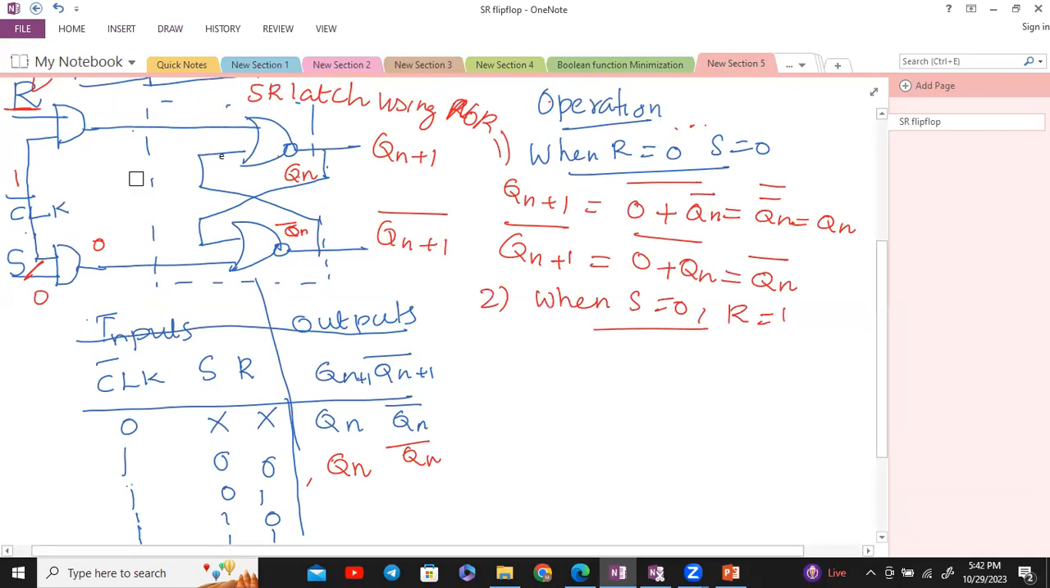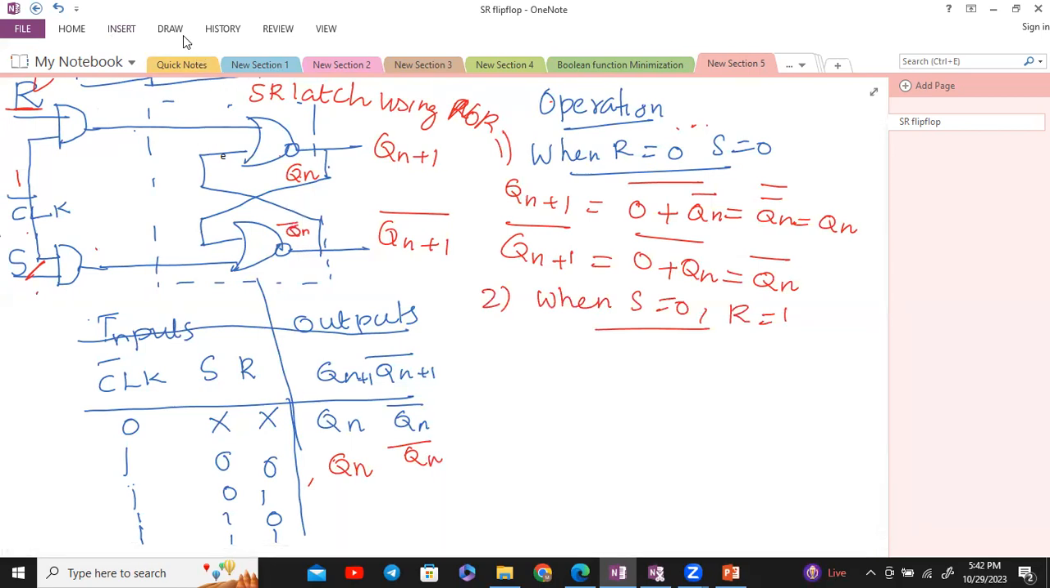So we can erase all these. So now the condition is R equal to 1 and S equal to 0. When R equal to 1, so 1 into 1 becomes, here the input is 1. And 1 into 0 becomes, the input is 0.